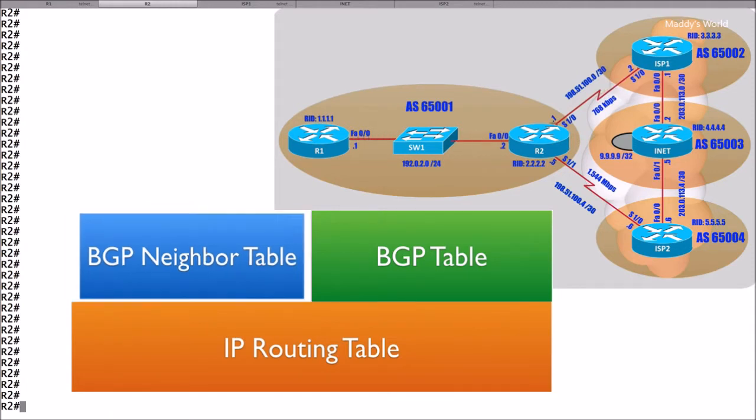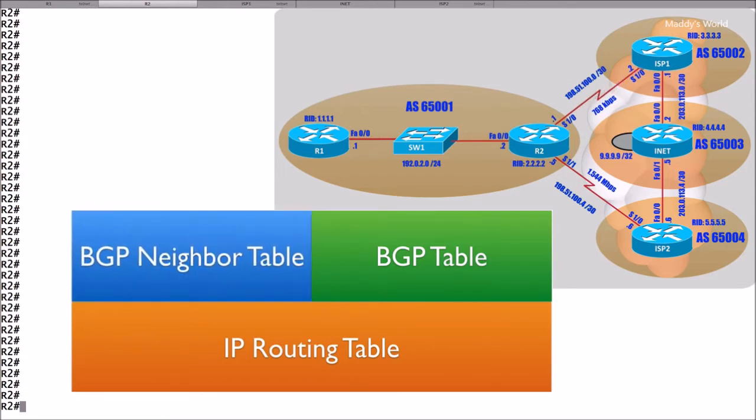Well, the BGP neighbor table contains a listing of all of our BGP neighbors. And these neighbors, remember, have to be statically configured on our router. And this table is going to include that neighbor's IP address, their autonomous system number, and the current state of our neighborship. The BGP table is sometimes called the BGP RIB, the routing information base, because this table contains all routes known to BGP. And when BGP knows about a route in the BGP table, that route becomes a candidate to be injected into the IP routing table.